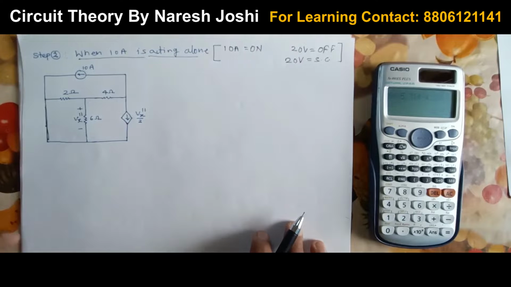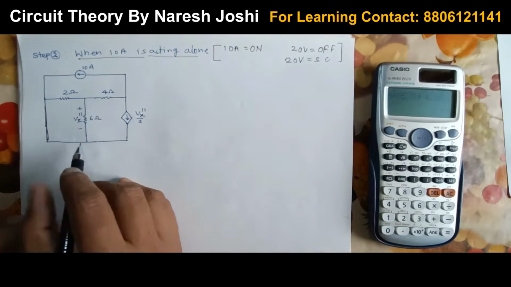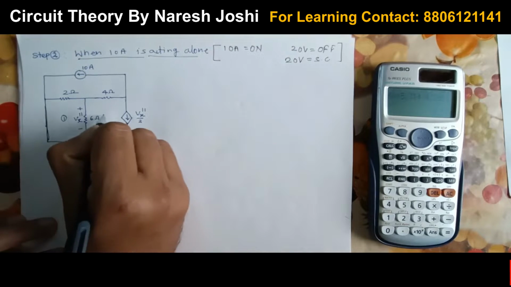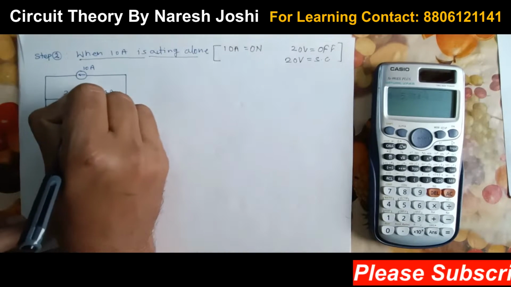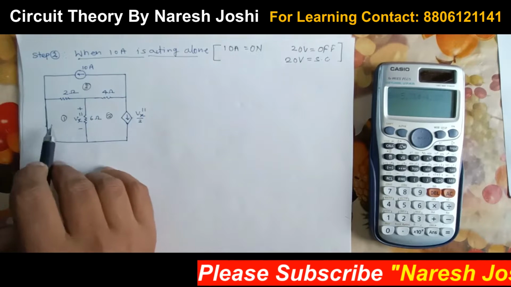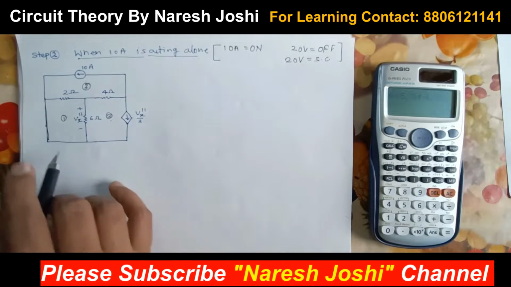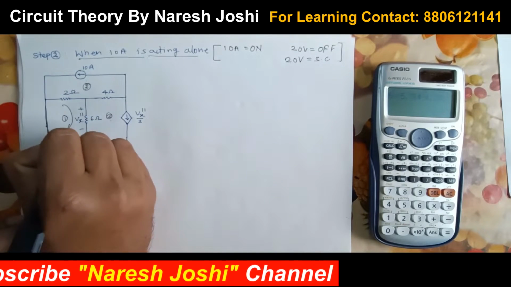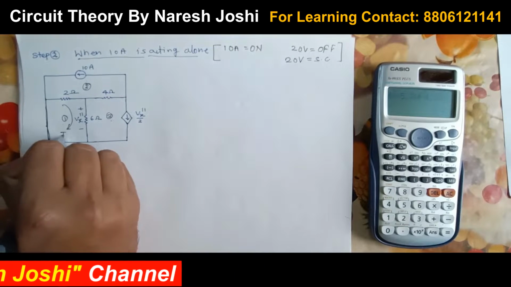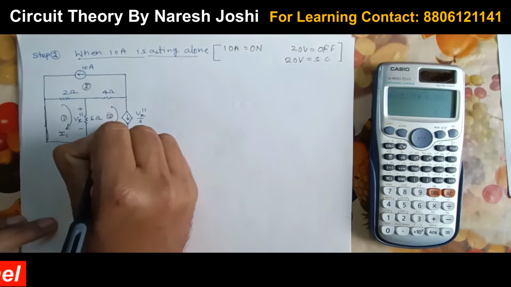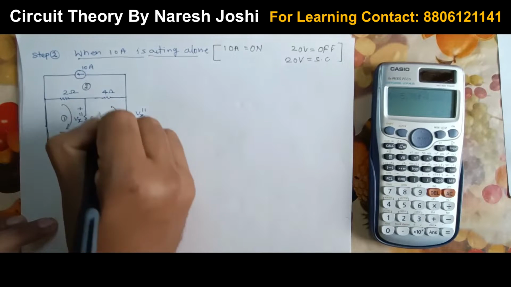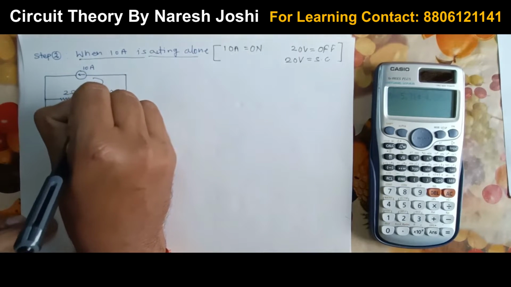Next, you have to apply mesh analysis. So how many meshes are there? First you have to write down mesh 1. This is mesh 1, you can identify the mesh. Then this is mesh 3. So mesh 1, mesh 2 and mesh 3, clear. Then you have to assign the current directions in the clockwise direction. So this is I1, this is I2, and this is I3.